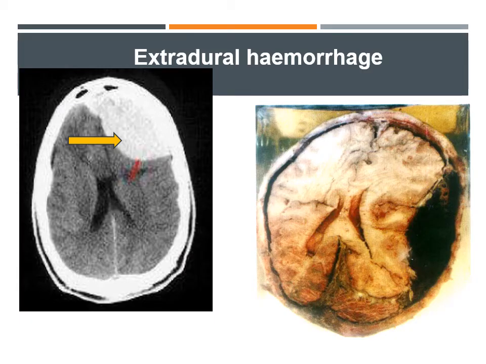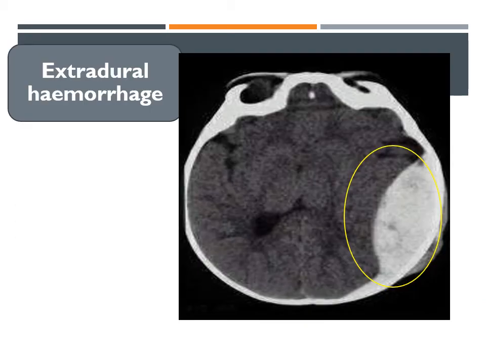This is the shape of extradural or epidural hemorrhage in the form of convex-shaped hemorrhage. This picture on the left is a CT scan showing the shape of extradural hematoma or hemorrhage, biconvex, and this picture to the right is a jar containing part of skull showing the shape of extradural hematoma in the form of biconvex shape. This is extradural hematoma in CT scan.